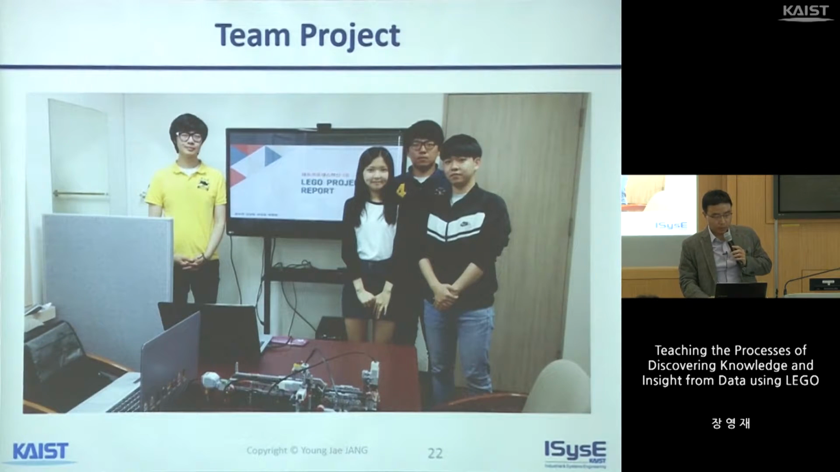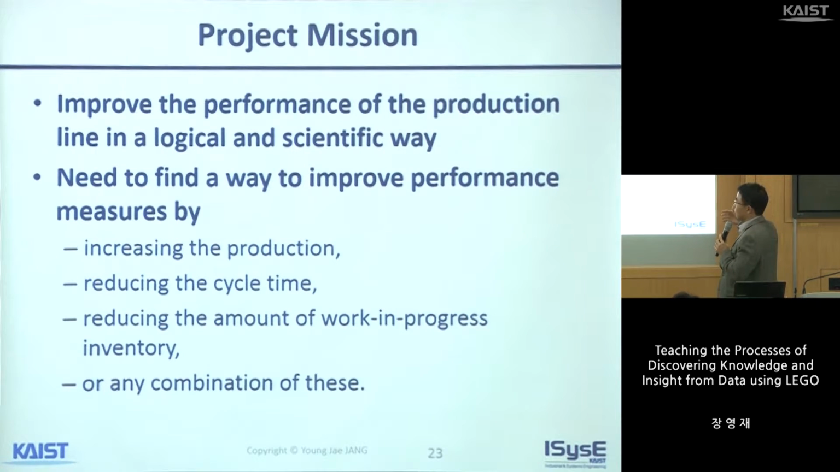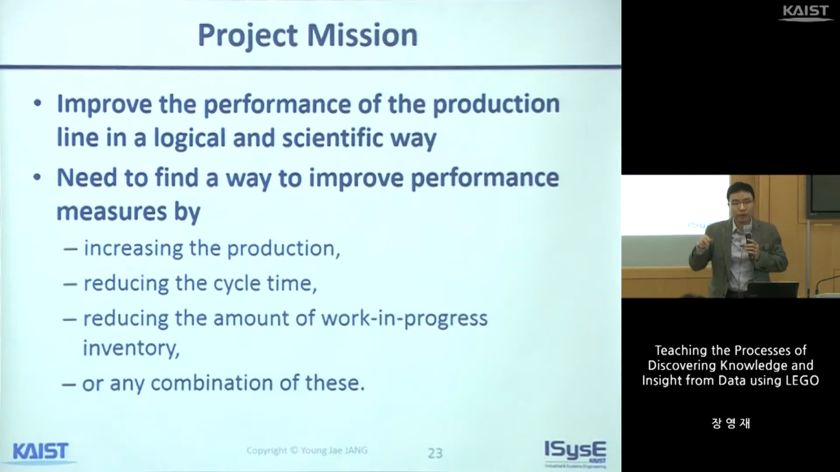A team usually consists of 3 to 4 students working on the system, and their mission is to improve the performance of the production line in a logical and scientific way. But I just say make improvement. I don't give any direction. That is a really open-ended question, right? So they have to define what improvement means. Is it increasing the production rate, the cycle time, the work-in-progress inventory, or any combination of them? They need to find out.